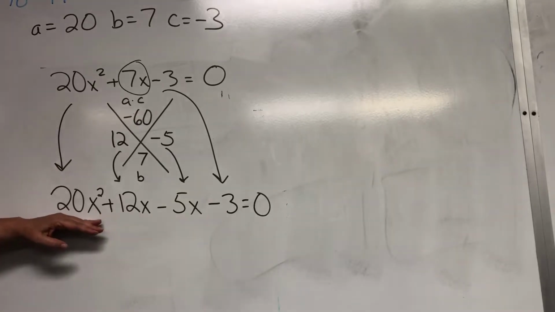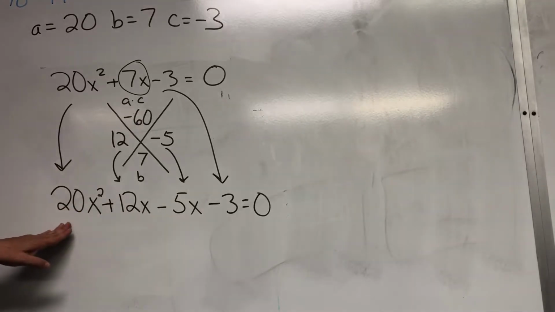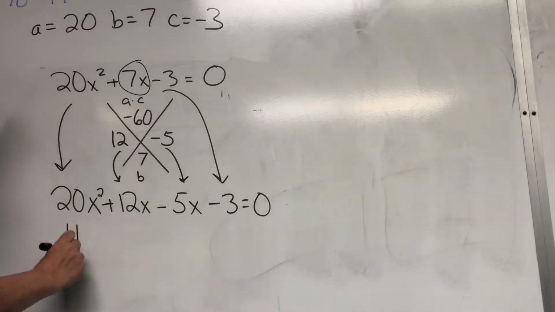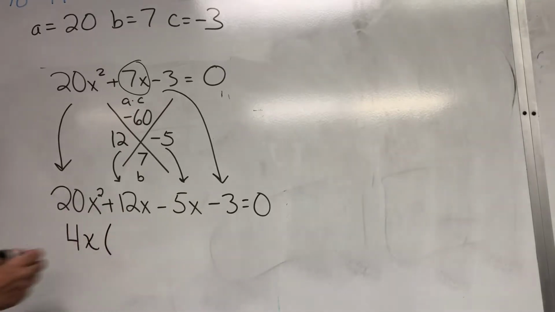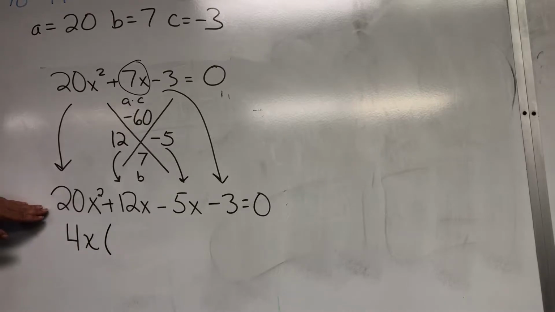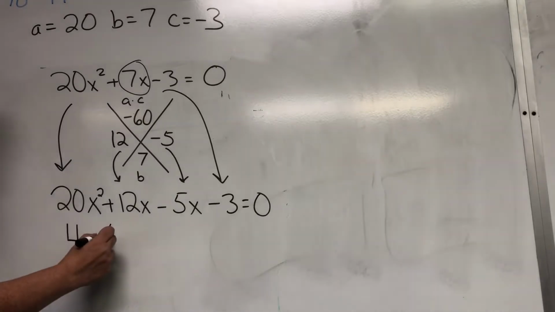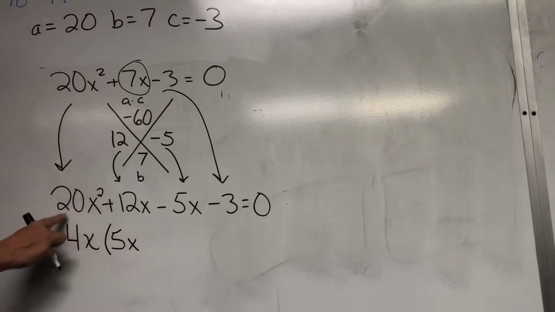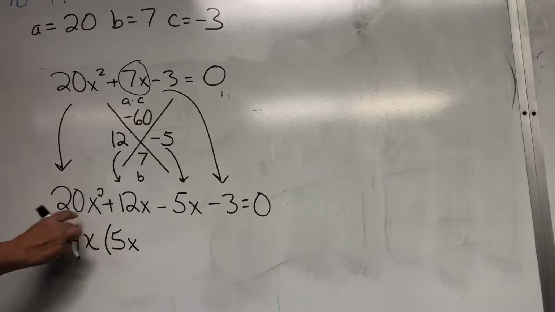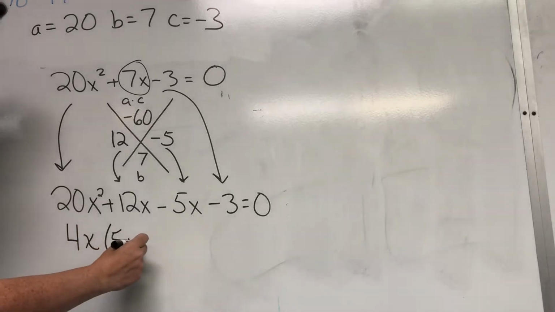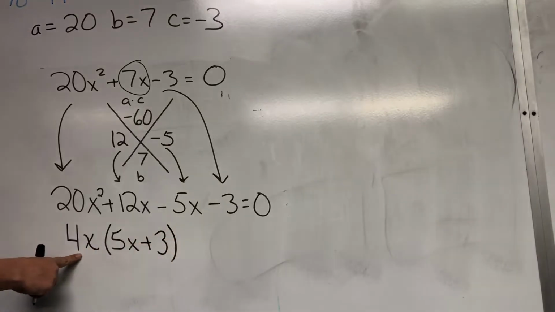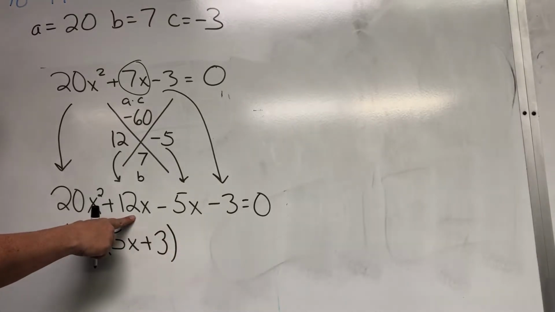The next step is to factor out the greatest common factor from the first two terms. So I have a 20x squared and a 12x. If I just look at the coefficients, the greatest common factor between 20 and 12 is 4. Because they both have an x, x is also a common factor. 20x squared divided by 4x is 5x. I can confirm that by saying 4 times 5 is 20, x times x is x squared. 12x divided by 4x is 3. I can confirm that by saying 4x times 3 is 12x.